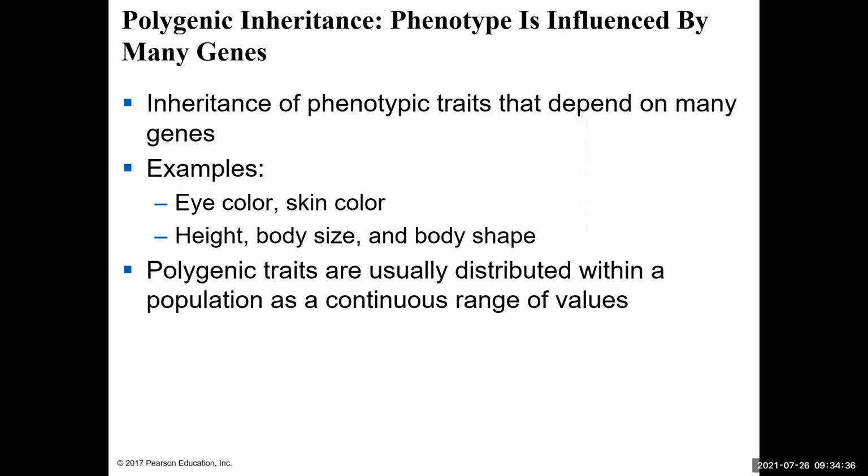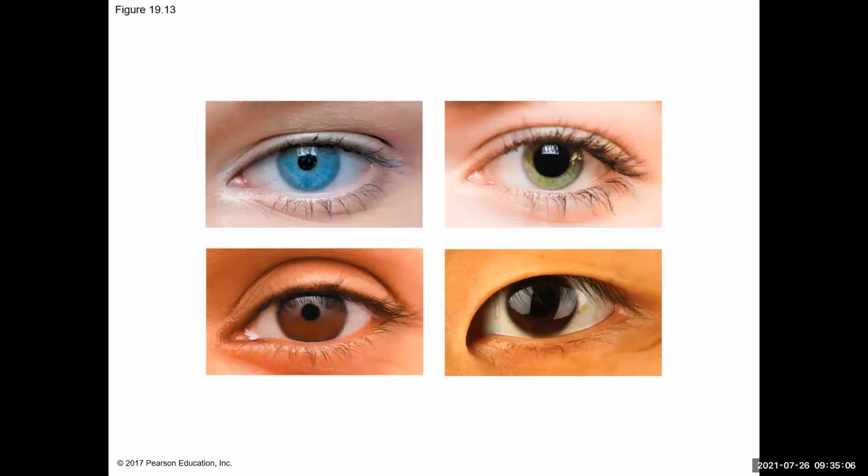And these polygenic traits are usually in a distribution within a population, kind of like a bell-shaped curve. If we were looking at height, you would have short, tall, and then your intermediate height ranges, with very few individuals being short, very few individuals being extremely tall, and a majority of your population falling in those average height ranges. So for example, here we have variations in eye color.